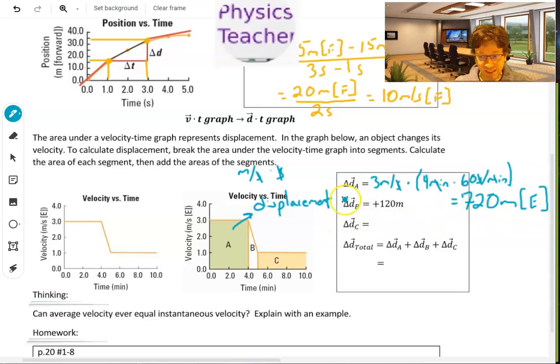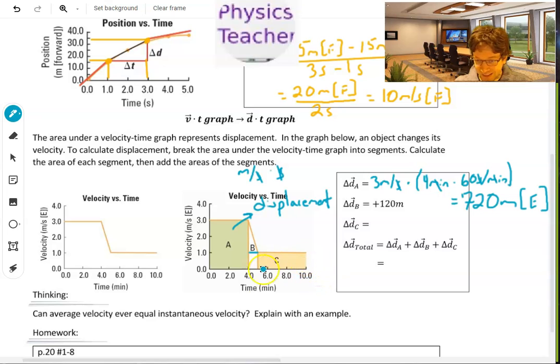Now it's the same with B. I wrote in B for you here. There's 2 ways to do that. If you remember your equation for the area under a trapezoid, you can use that. Or you can actually split it into a triangle and a rectangle and find the area of both and add them.